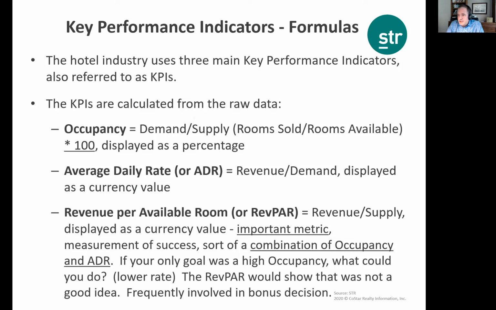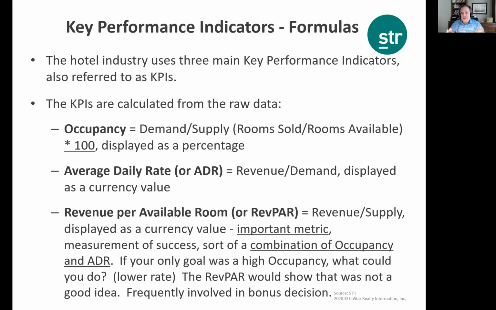So that's occupancy. Next KPI, average daily rate, nicknamed ADR. That is the revenue number divided by the demand. In other words, the room revenue divided by the rooms sold. It, of course, is displayed as a currency value, and that will depend upon the country you're in. Third KPI is something called revenue per available room.